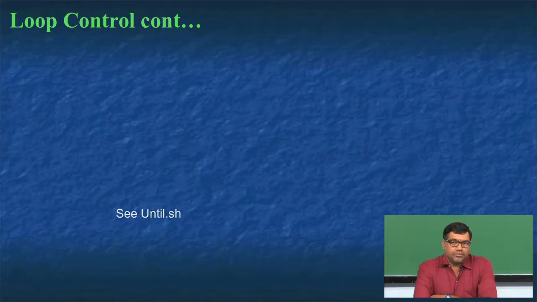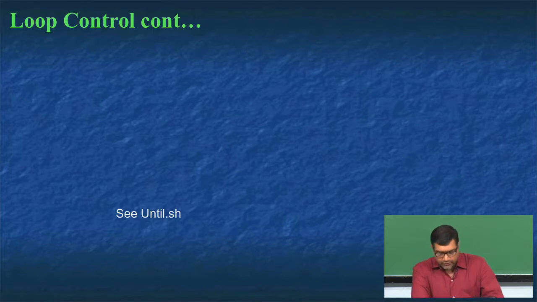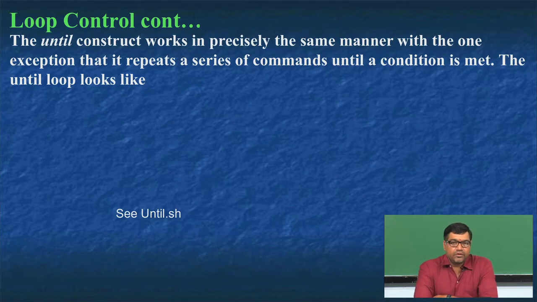As long as the input condition is boolean, you can operate on any of these loops, either the for loop or the while loop. Shell programming also provides you a third mechanism for loop control. This is known as the until construct. The until construct works in precisely the same manner, with the one exception that it repeats a series of commands until a condition is met.